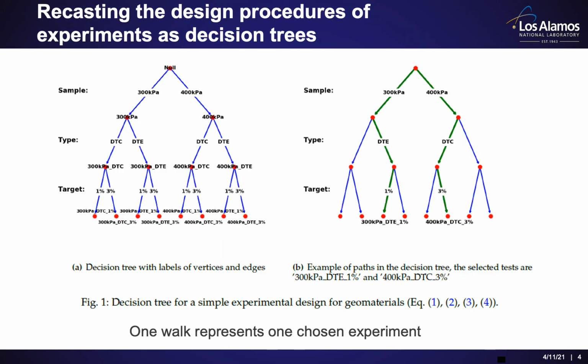The decision makings involved in design of experiments can be recast as decision trees that are easy for human researchers or experimentalists to work on. Here is a simple decision tree example. First, you can decide the initial pressure of the soil sample. Then you decide which type of experiments to do. Thirdly, you can choose the final strain level. Each walk in the tree represents one chosen experiment. For example, this green walk represents 300 kPa, do the triaxial extension test, and then load until 1% strain.